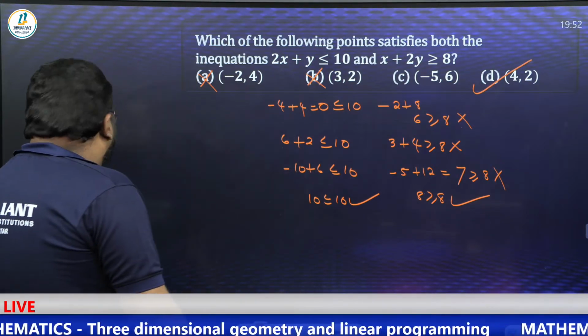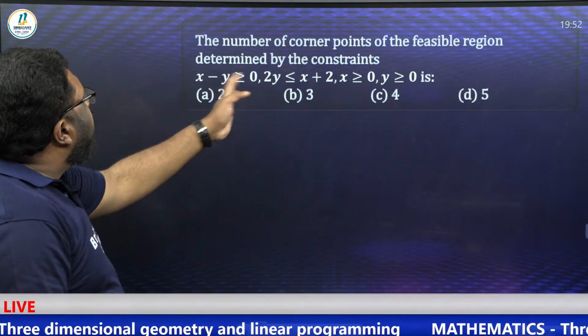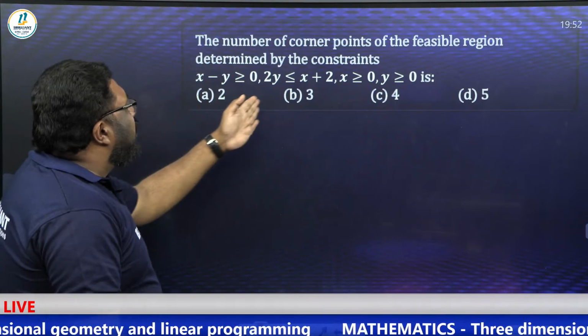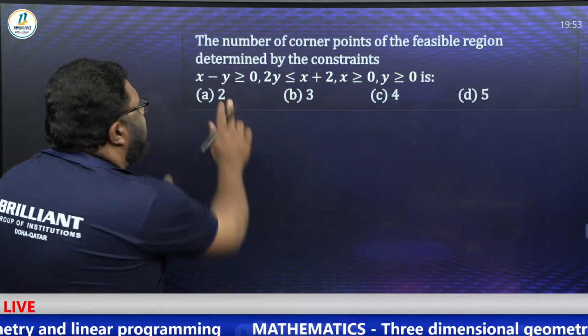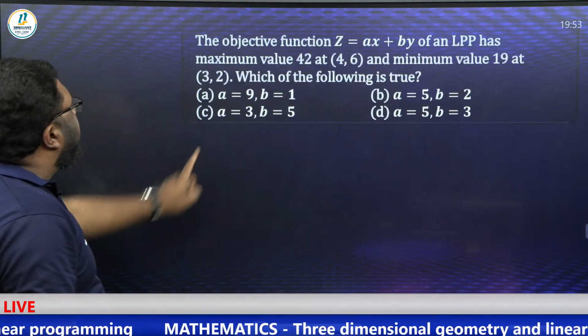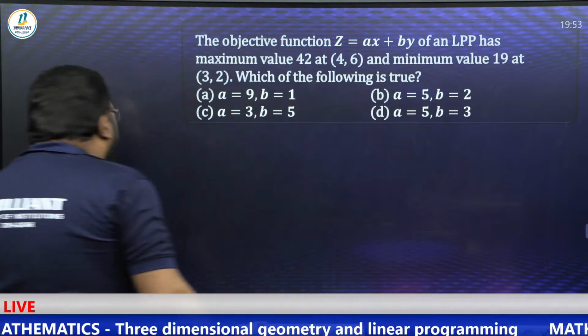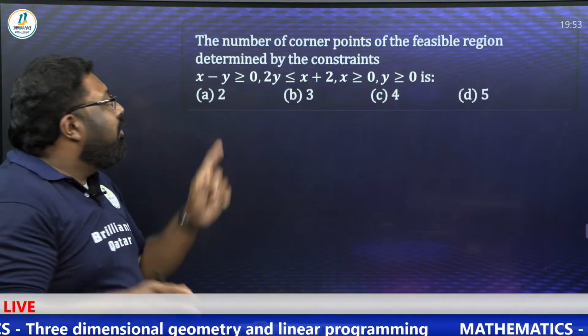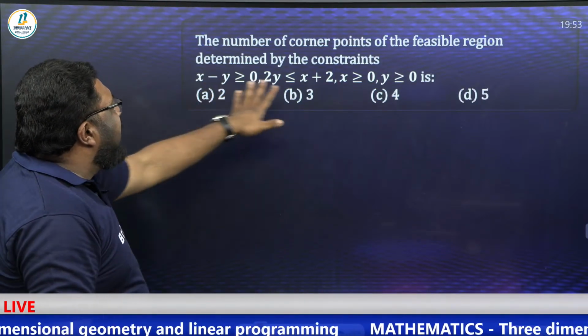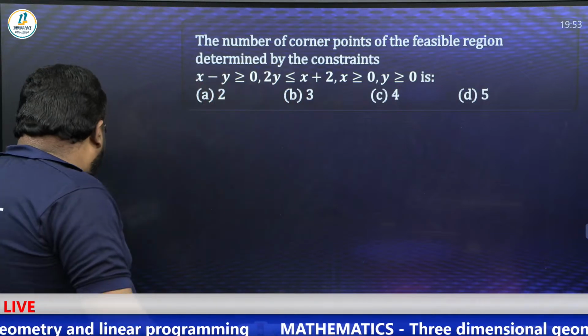Okay, next question. The number of corner points, okay, you have to draw the diagram. I am not going to waste my time with this question now. I have more important questions later. This is more important for me. The other one is just like drawing the diagram and finding out where all the solutions are coming. I don't think it's an MCQ type question, but just practice it, okay.